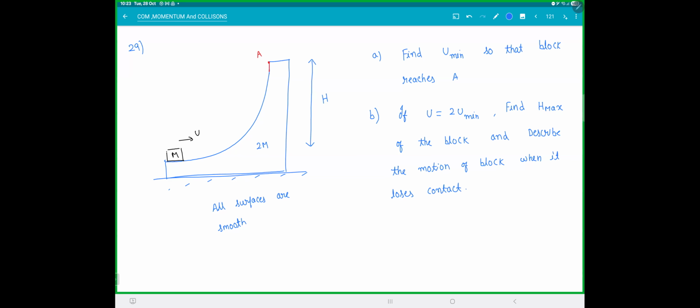Let's see. Right, Samir. Think about this thing. Suppose if the wedge is also not moving, then the minimum speed is root 2gh, isn't it? And if the wedge is moving, you need more than that.